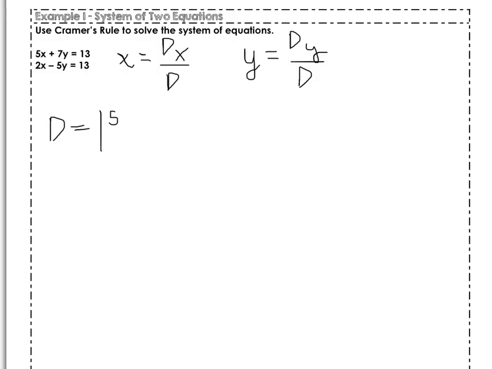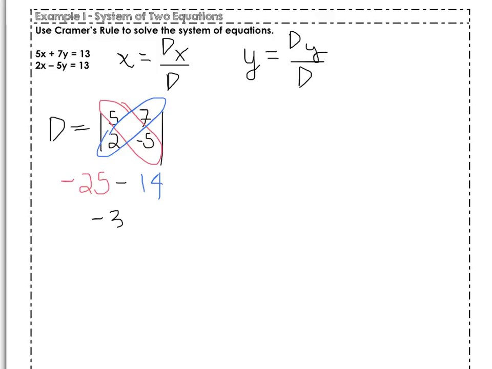The first column we're going to use is for the coefficients of x. In the second column we use the coefficients for y. Just like we've been doing, we take our downward diagonal minus our upward diagonal. So downward diagonal, 5 times negative 5 gets me negative 25. Upward diagonal, 2 times 7 gets me 14. We always subtract down minus up. So negative 25 minus 14 gets me negative 39. This will fill in the denominator for both my x and my y.